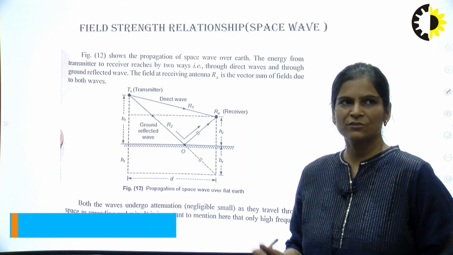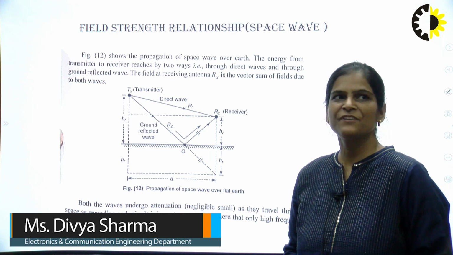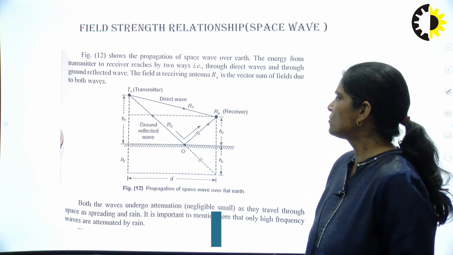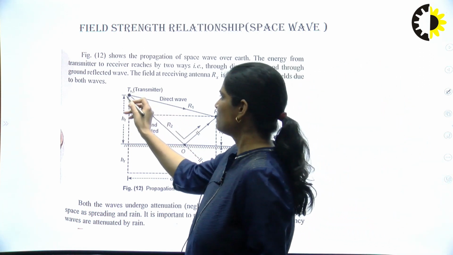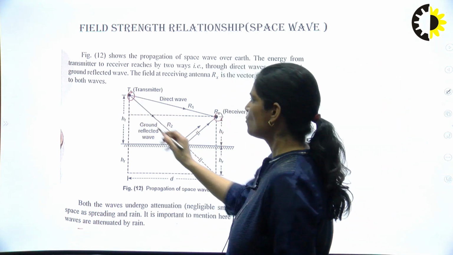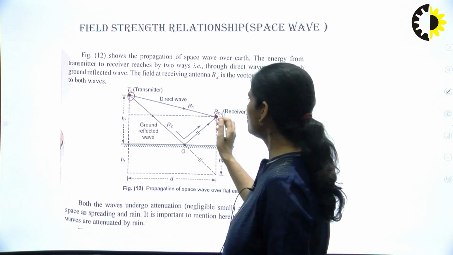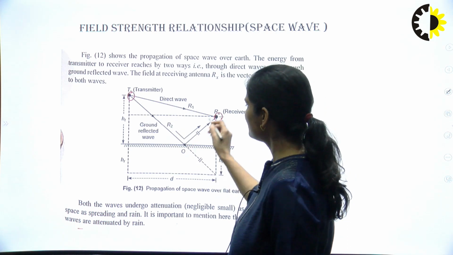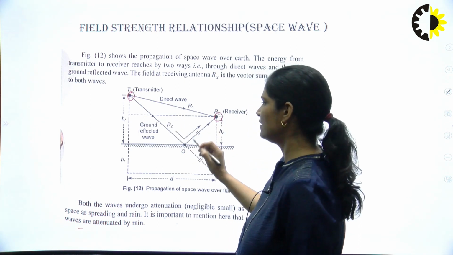So this is the topic in which we will discuss field strength relationship. It is the space wave propagation. Here you can see this is the transmitter, this is the receiver. When we are sending a signal from transmitter to receiver, there are two ways. First is the direct wave and second is the indirect method, right?